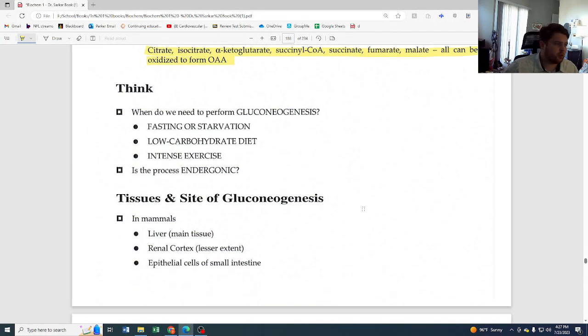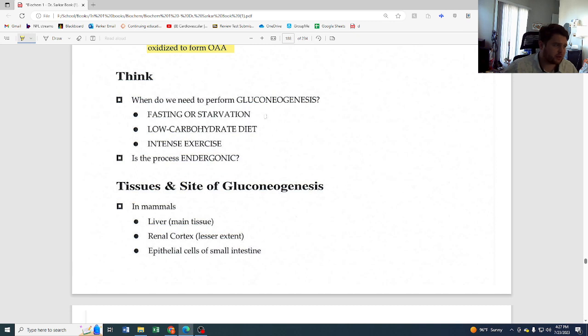So when do we need to perform gluconeogenesis? The fasting or starvation state, that's give or take about 8 hours of not consuming any food. Also a low carbohydrate diet. This is where you get the Atkins or the keto diet. The idea is that if your body doesn't have enough carbohydrates, it's going to start breaking down those fats.